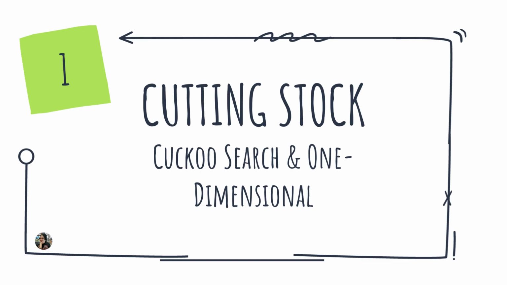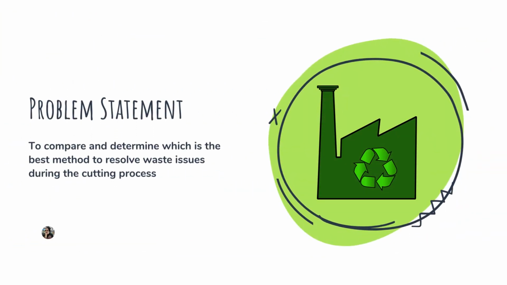As you can see here, there are two types, which are the cuckoo search problem and also the one-dimensional problem. Other industrial applications occur when cutting sheet metal, paper, wood, and also glass. Since there is a lot of wastage during the cutting process, it is very important to compare and determine which is the best method to resolve waste issues during the cutting process.